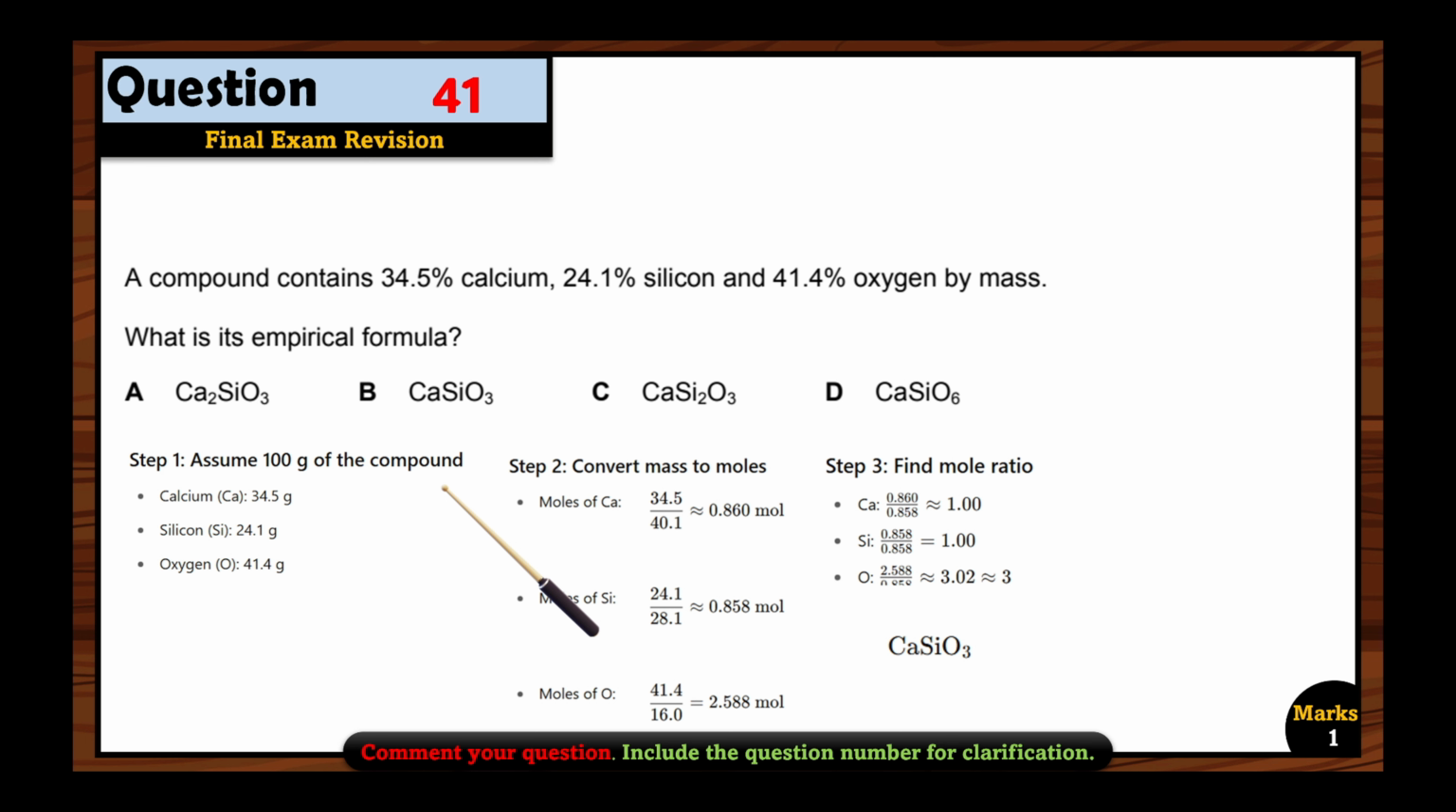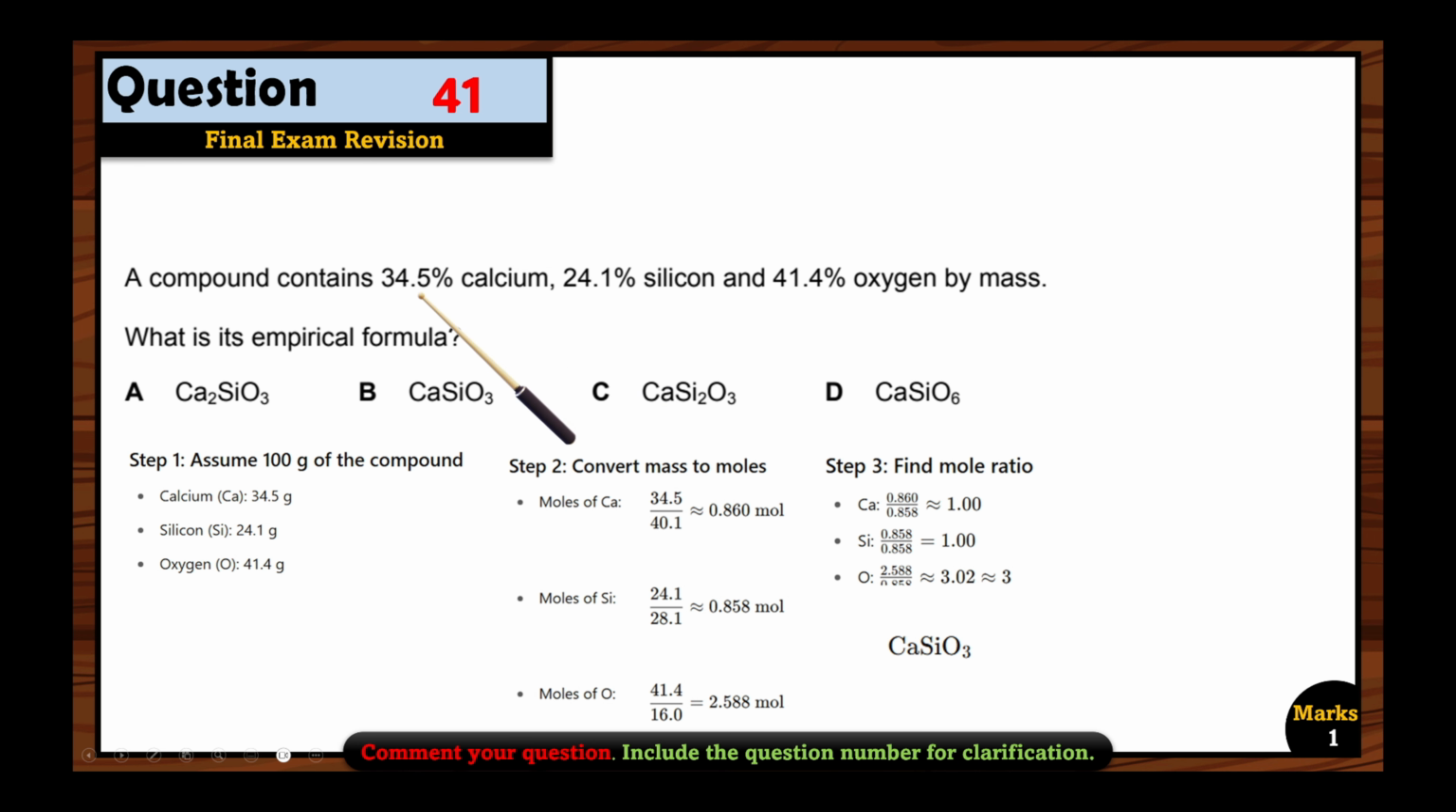Now let's see question 41. Again, they are asking you the empirical formula, and I already told you that you must find the moles, and moles will decide the empirical formula. For moles, the formula is given mass divided by the relative atomic mass, that is from your periodic table. Now the mass is given in percentage, so you can just assume that the total mass is 100, and then 34.5 is calcium, 24.1 gram is silicon, and 41.4 gram is oxygen. And then you can just start calculating the moles.